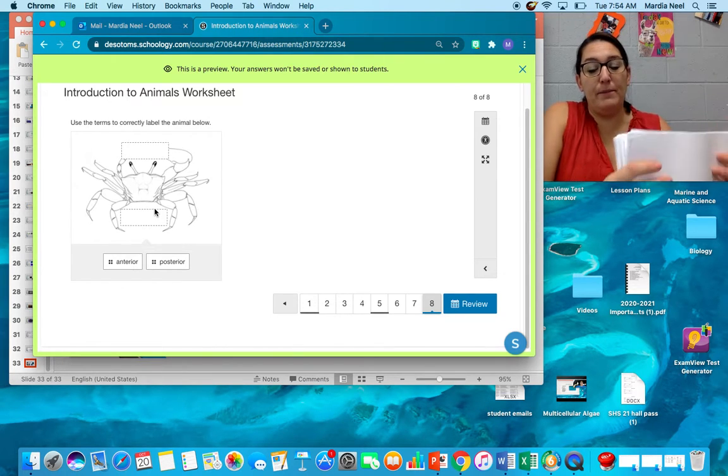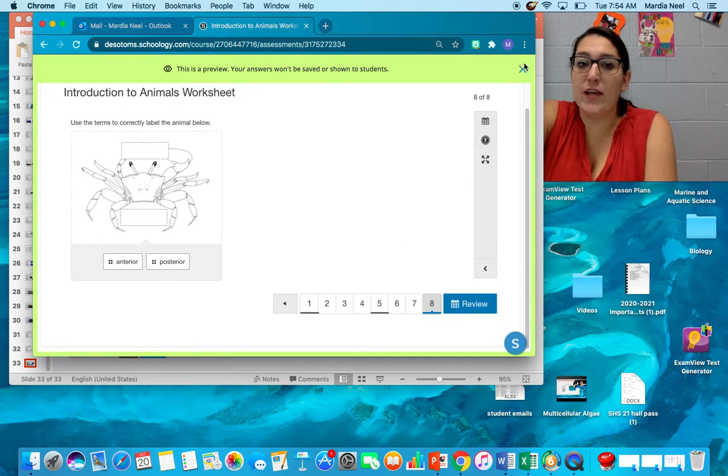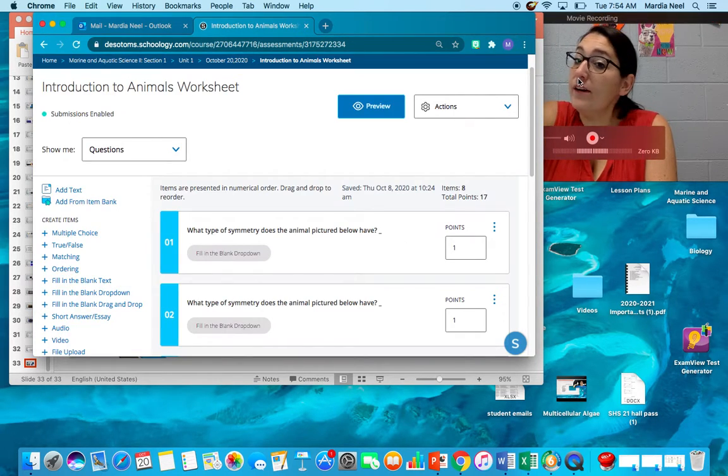So for this crab, here's his eyeballs. So that's the anterior. It's just 8 quick questions, and that's all I have for you today. I'll see you tomorrow.